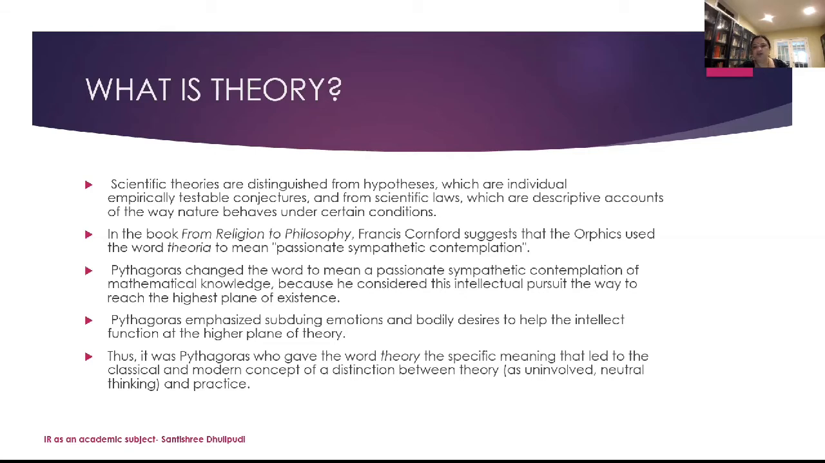In the book From Religion to Philosophy, Francis Cornford suggests that the Orphics used the word theoria to mean passionate, sympathetic contemplation. Pythagoras changed the word to mean a passionate, sympathetic contemplation of mathematical knowledge, because he considered this intellectual pursuit the way to reach the highest plane of existence. Pythagoras emphasized subduing emotions and bodily desires to help the intellect function at the higher plane of theory. Thus, it was Pythagoras who gave the word theory the specific meaning that led to the classical and modern concept of a distinction between theory as uninvolved neutral thinking and practice.